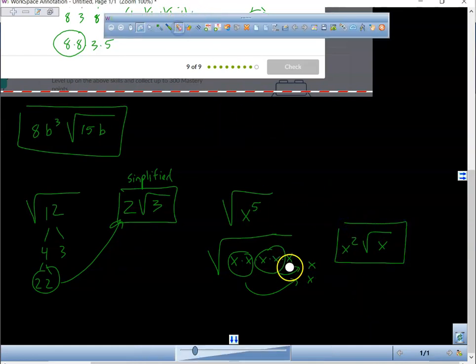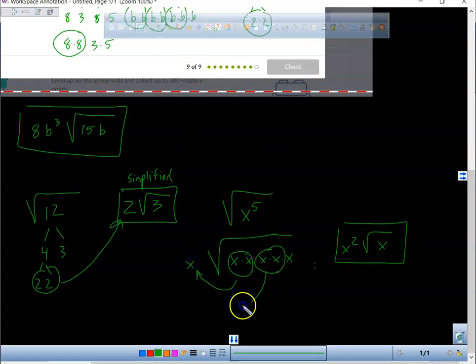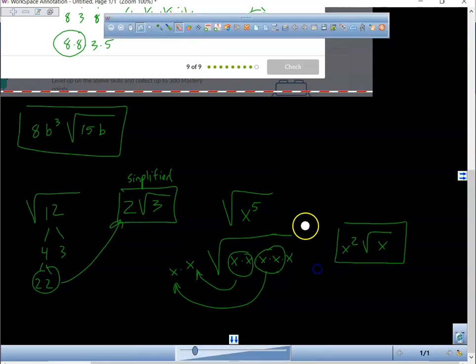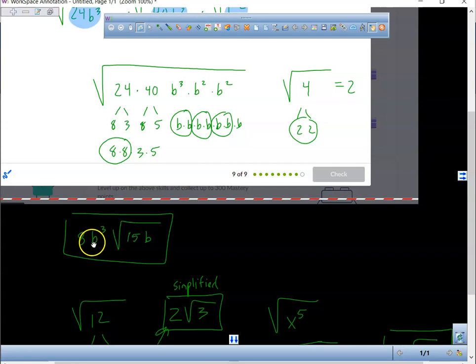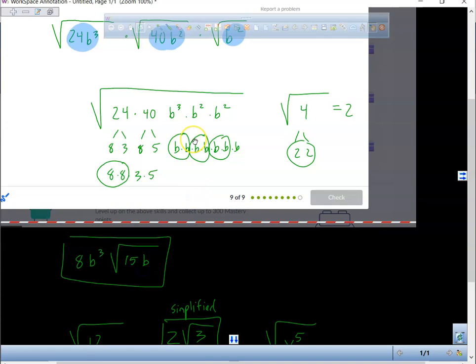Now sometimes, if you want them to come out of the radical, they come out on this side. That's fine. You've got to multiply these together, so x times x is x squared. So on my particular problem, what I'm going to type in is 8b to the power of 3, or 8b cubed, radical 15b.